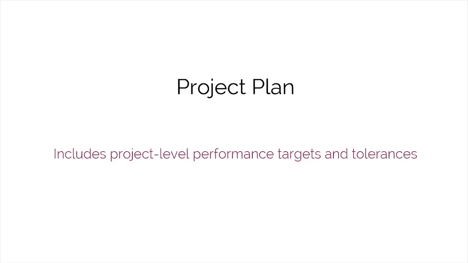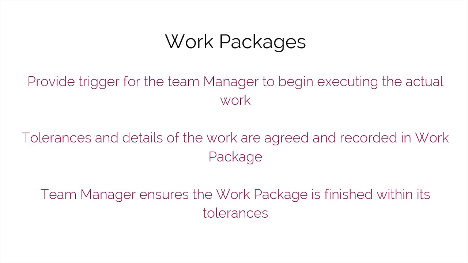Now, a project plan includes project-level performance targets and tolerances. Any threats to project tolerances need to be escalated to the project board, which will determine corrective action in consultation with corporate or program management. A work package authorized by the project manager provides a trigger for the team manager to begin executing the actual work. Tolerances and details of the work are agreed to between the team manager and the project manager and recorded in the work package. These agreements become the baselines against which progress will be monitored and controlled. The team manager needs to ensure that he or she finishes the work package within its tolerances.